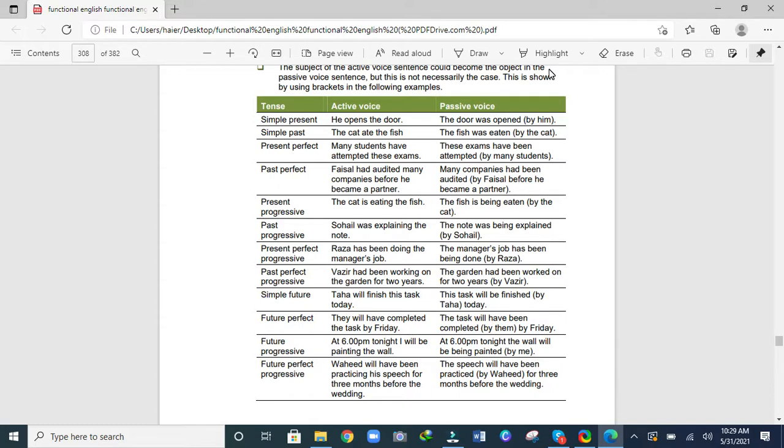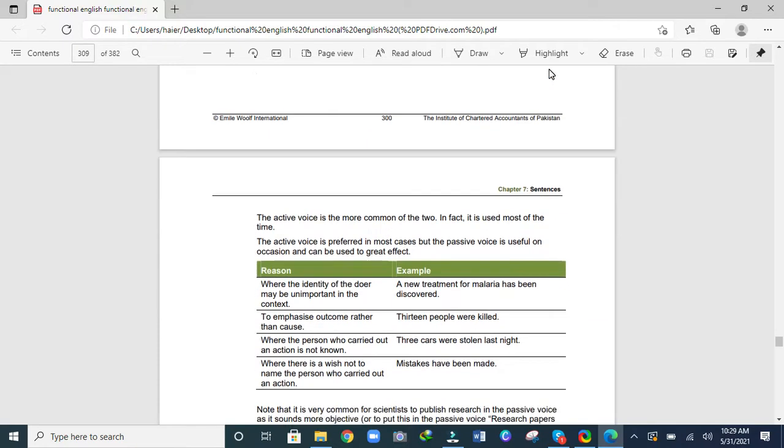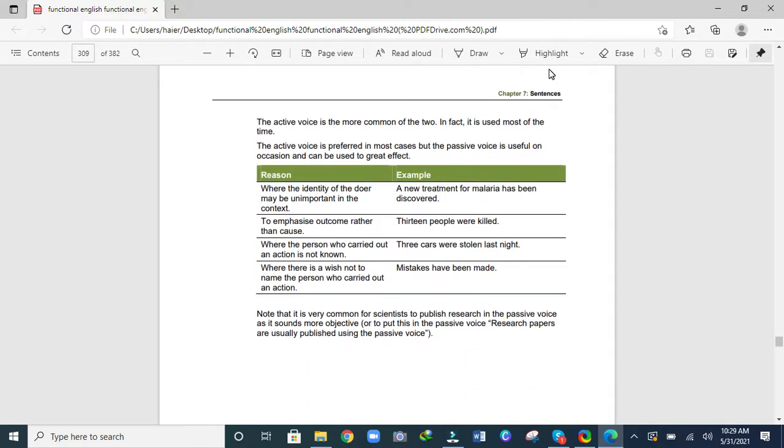Future progressive: at 6 p.m. tonight, I'll be planting the wall. At 6 p.m. tonight, the wall will be being planted by me. The active voice is the more common of the two. In fact, it is used most of the time.